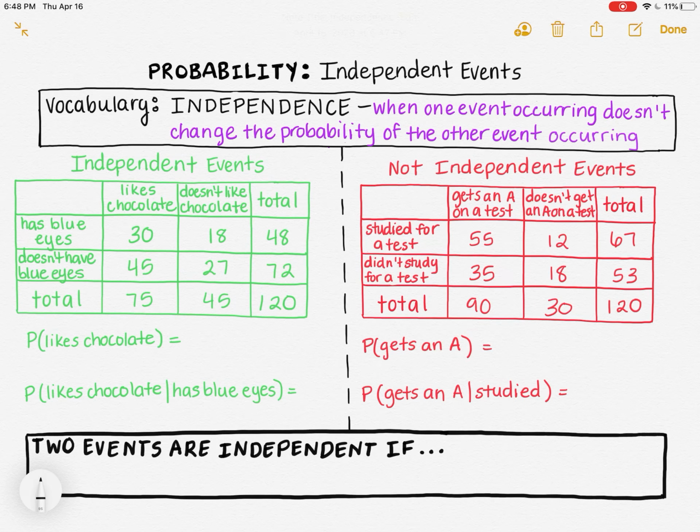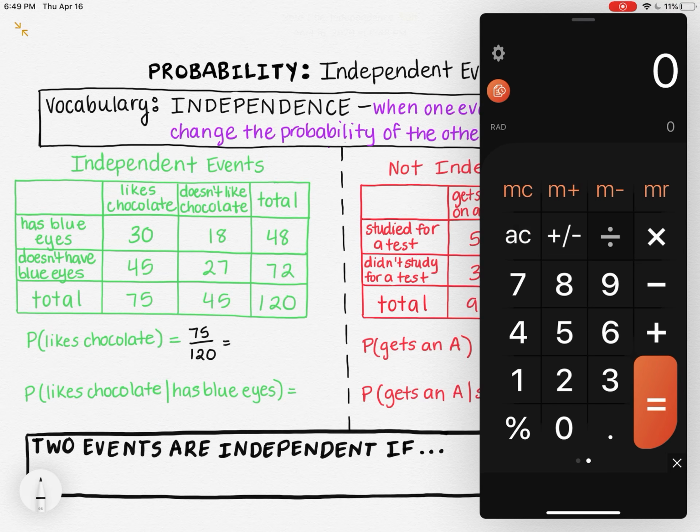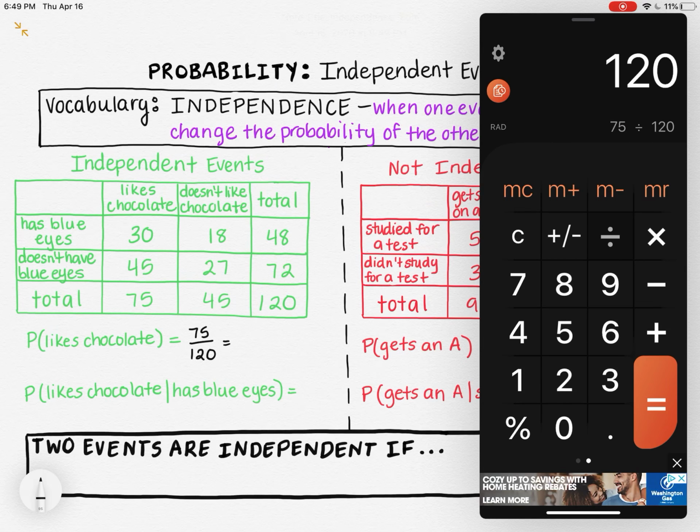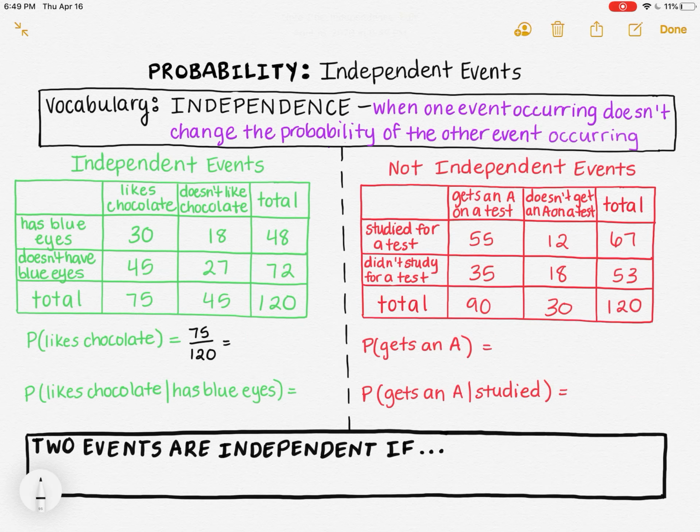The first question is asking us to find the probability that somebody likes chocolate. Since we're looking at anybody in the table liking chocolate, our denominator is our total number of people in the table, which is 120. Then we need to know the total number of people out of the 120 that like chocolate. So I go to the likes chocolate column and down to the total, which is 75. So my probability that somebody likes chocolate is 75 out of 120, which is 0.625.